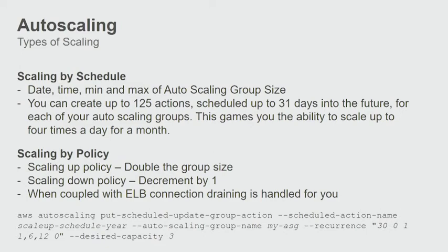With autoscaling, you can scale by metrics, right? That's like if CPU goes above 80% on my autoscaling group, then I want to add instances. Or if it goes below 20%, I want to remove instances. Totally, you can do that. It makes a lot of sense. For some workloads, scheduling might make more sense.